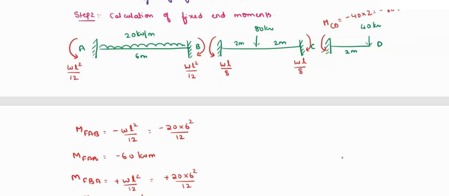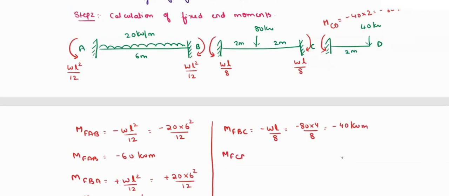Now coming to this BC portion. Here MFBC will be equal to, which is in anti-clockwise direction, minus WL by 8. That is minus 80 into 4 by 8. So that will be equal to minus 40 kilonewton meter.